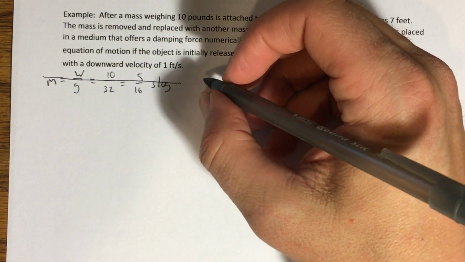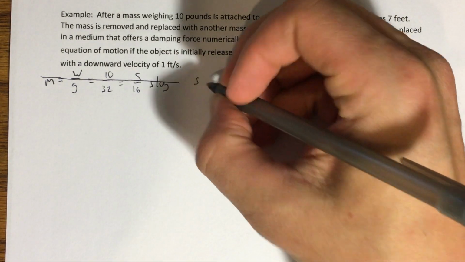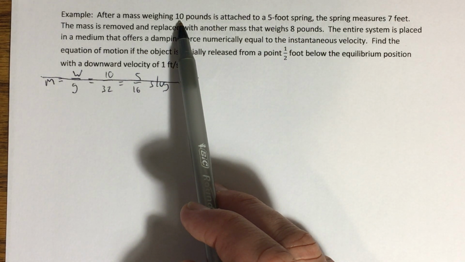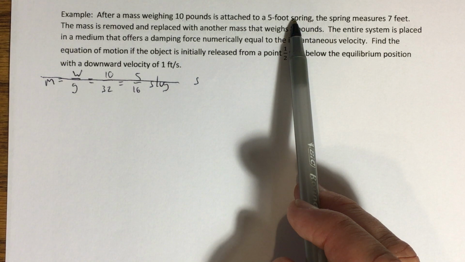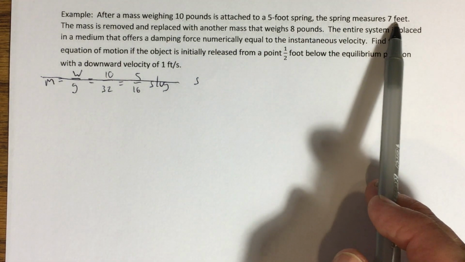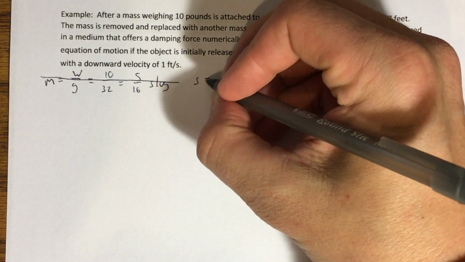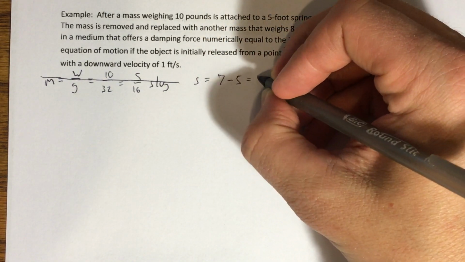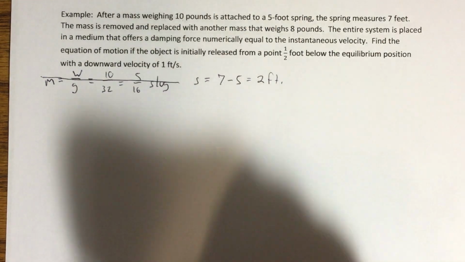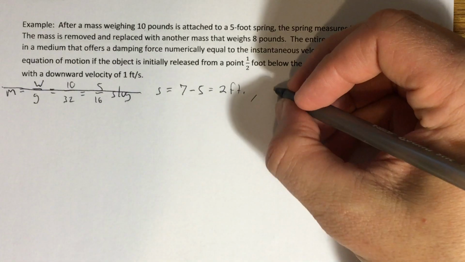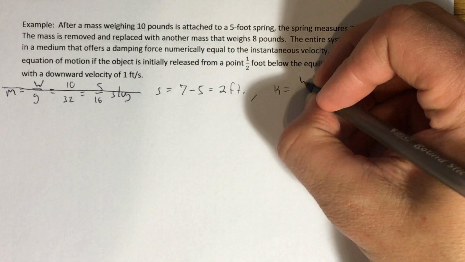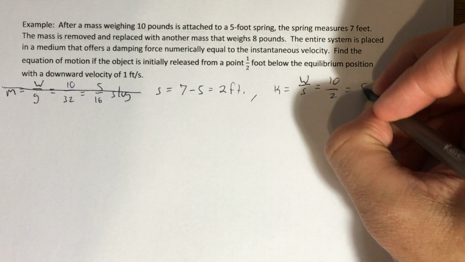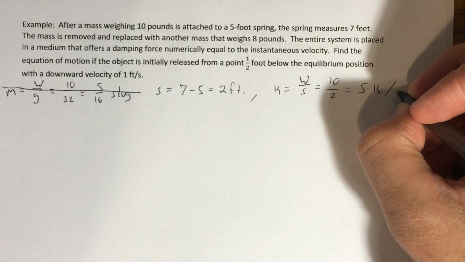In order to find the spring constant, we first need to know what s is. After hanging this 10-pound weight on our spring, it takes the 5-foot spring and stretches it into a 7-foot spring. That means that s, the elongation amount, is 7 minus 5, which is equal to 2 feet. Now we can use k equals w over s, which is 10 over 2, or 5 pounds per foot.